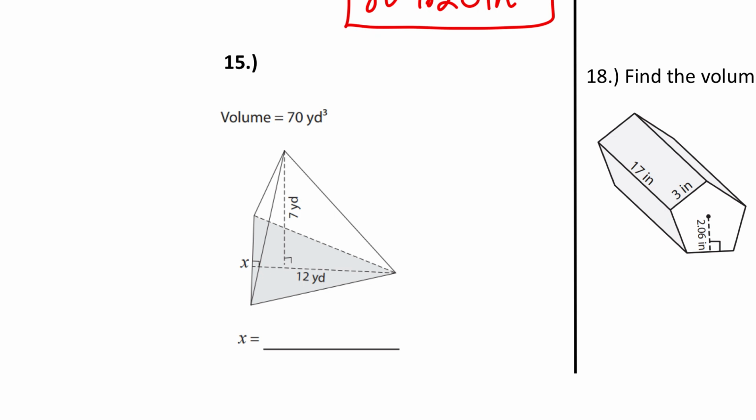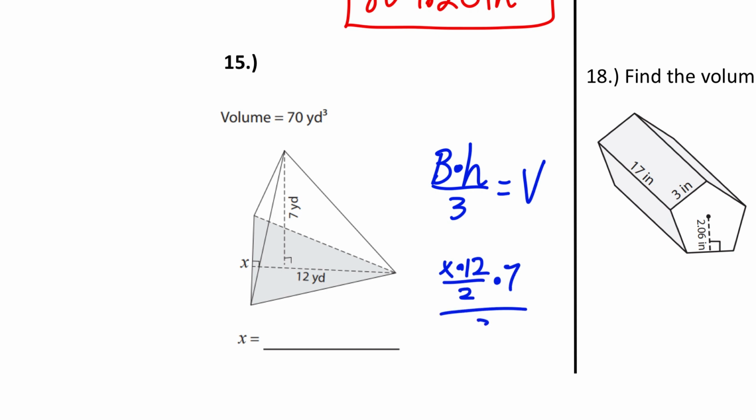Okay, number 15. Volume of a pyramid is capital B times little h divided by 3, which gives you the volume. All right, so on this one, area of the base is going to be x times 12 divided by 2, times the height, which is 7, divided by 3 equals the volume, which is 70.